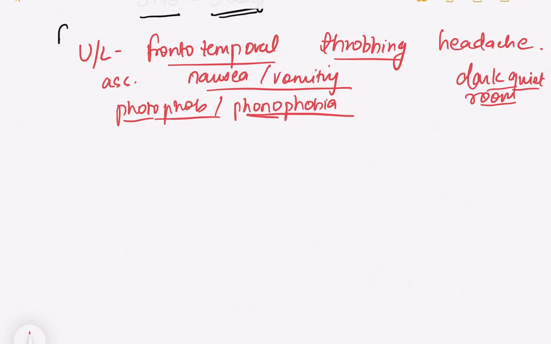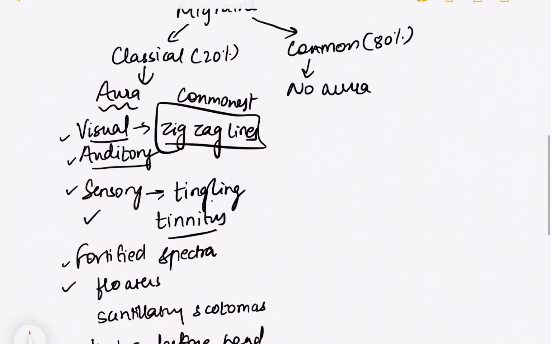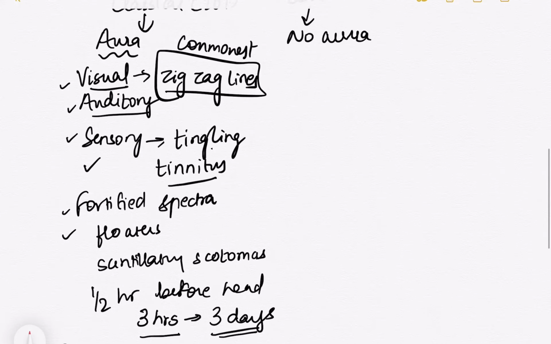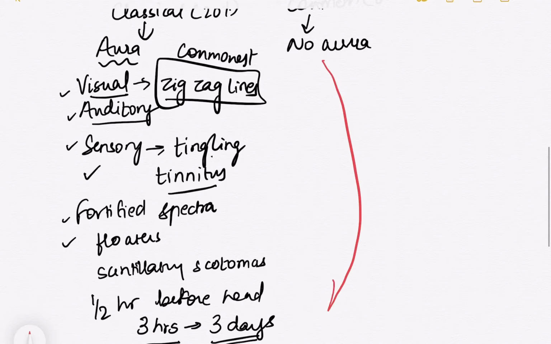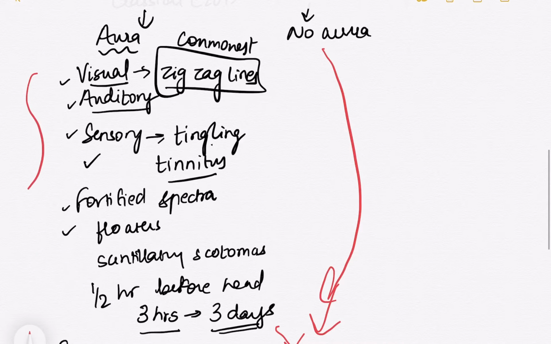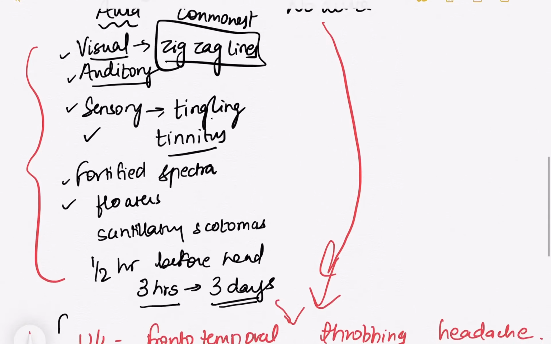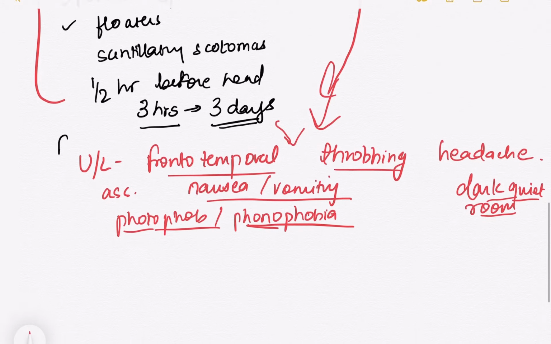Of course, these headache characteristics would be in both the without-aura and with-aura types. But the aura would be present only in the classical migraine, which is only 20% of cases. There is a general thinking that if the patient is having migraine, then he would be having aura, but it is not so. Only 20% of cases have aura.